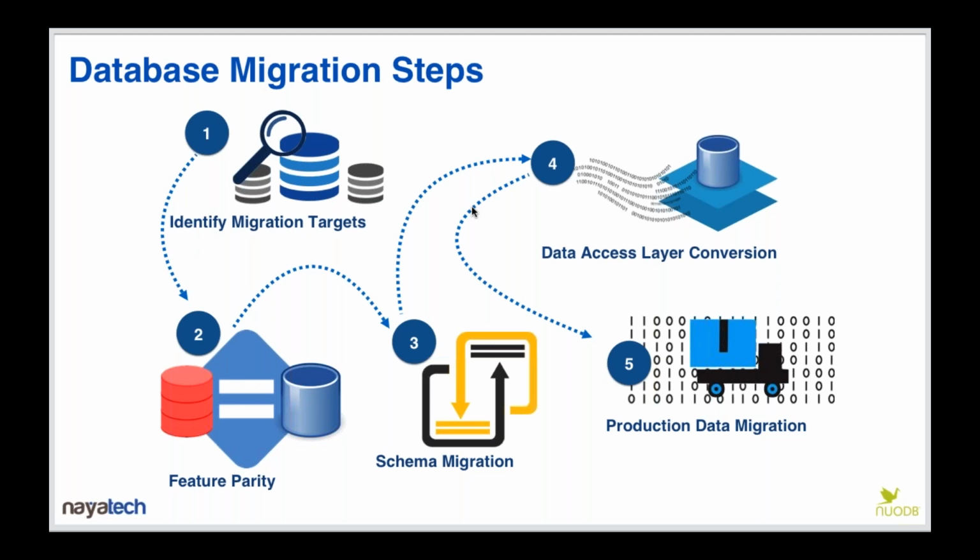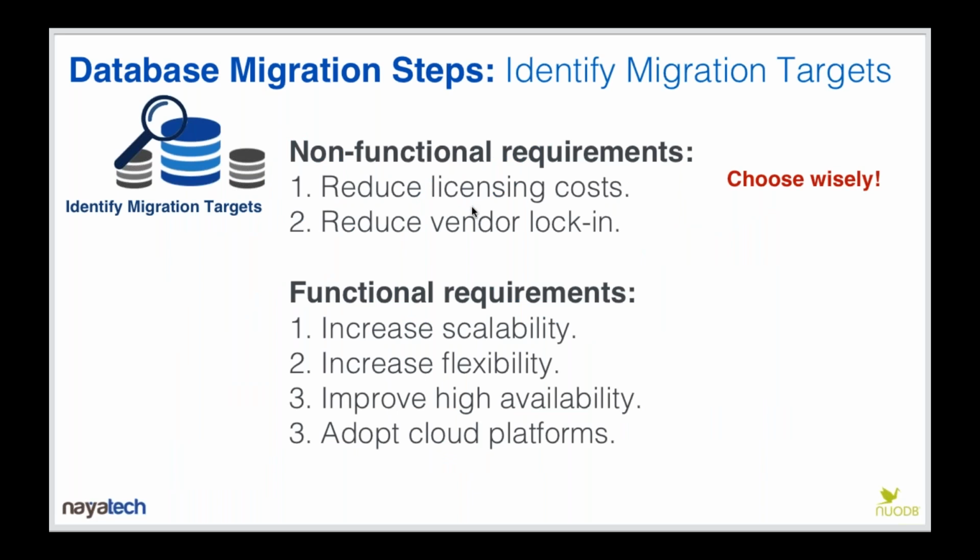So there are 5 steps involved in this process, from identifying your database migration targets to achieving feature parity, schema migration, converting your applications and your data access layer, to actually migrating your production data from the source to target database and going live with the target system. So let's go over each one of those steps in additional detail and see what it means. So next slide, please. We'll start with identifying your migration target.